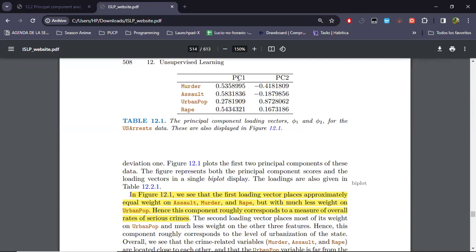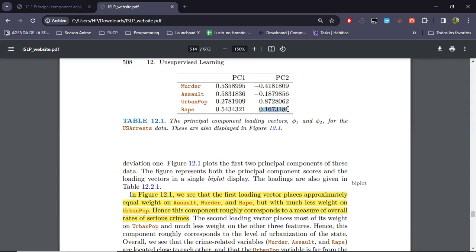So like a variable for crimes. But in the other case, for this second principal component, now we do take into account the sign, because as I mentioned in the beginning, we're also taking into account that correlation, so that can be positive or negative.